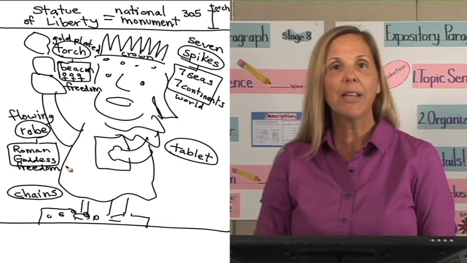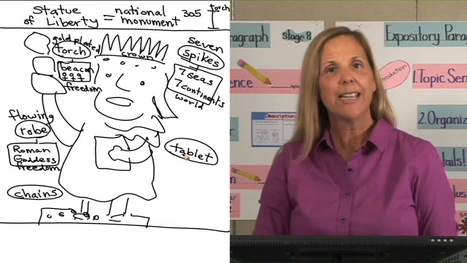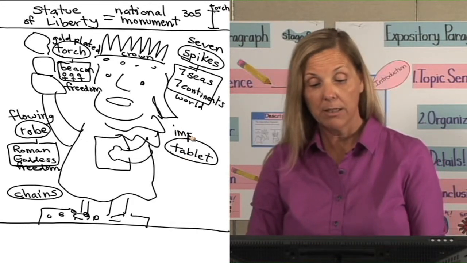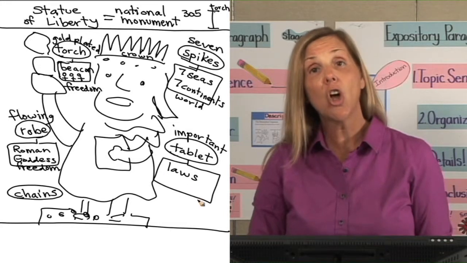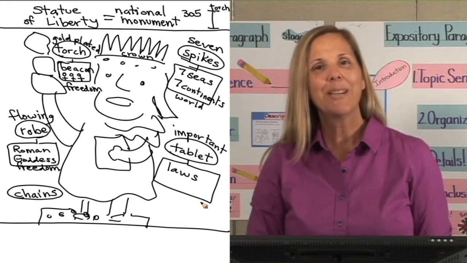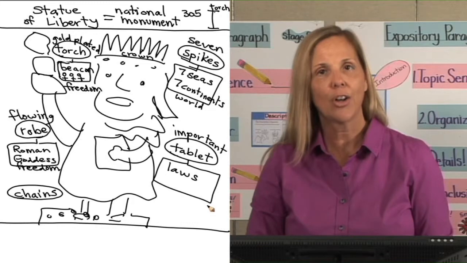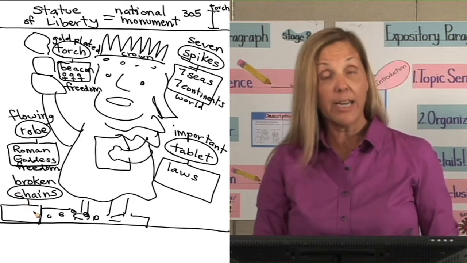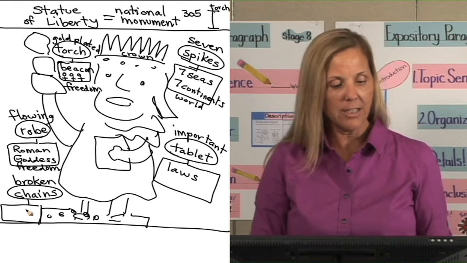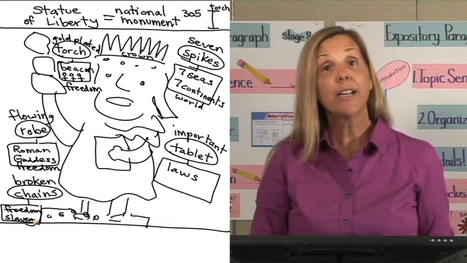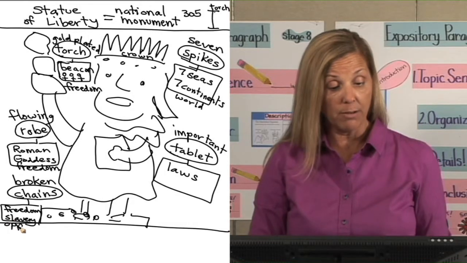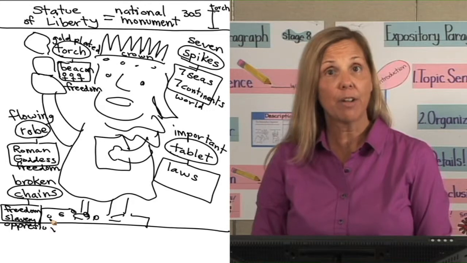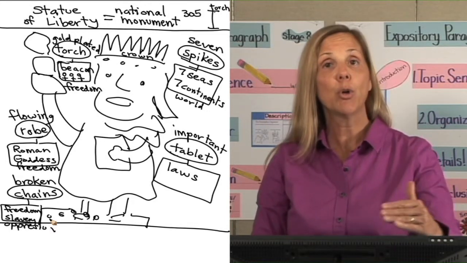Let's go to the tablet. What kind of tablet is she holding in her hand? An important tablet. She has an important tablet of laws clutched in her hand because our country is based on laws. And finally at the bottom, the chains, broken chains. What's the function of those chains? Those chains represent freedom from slavery and oppression. We now have labeled all the parts, described them, and the function of the parts. Let's go back and try to put all this together.